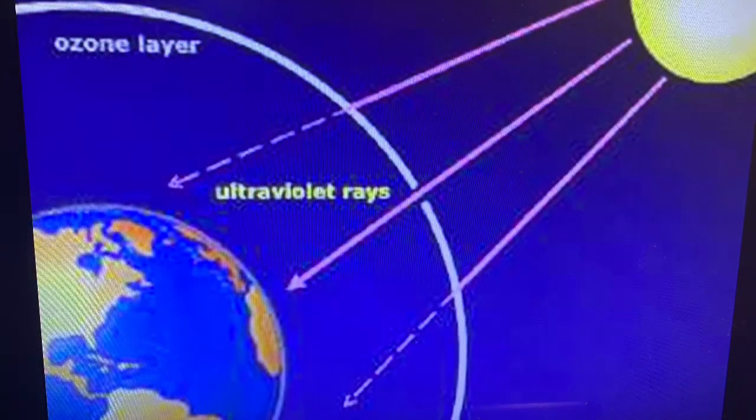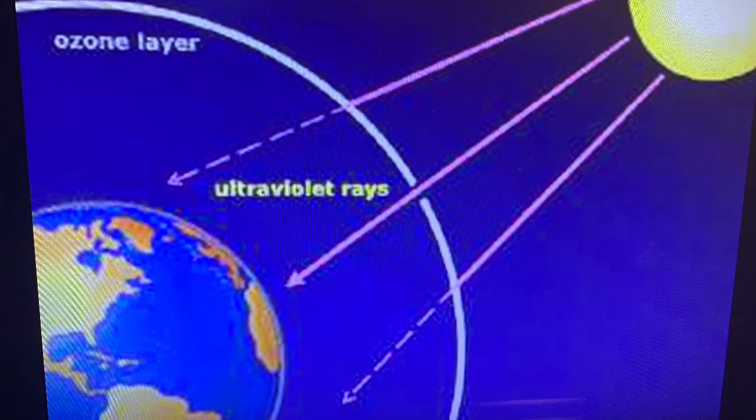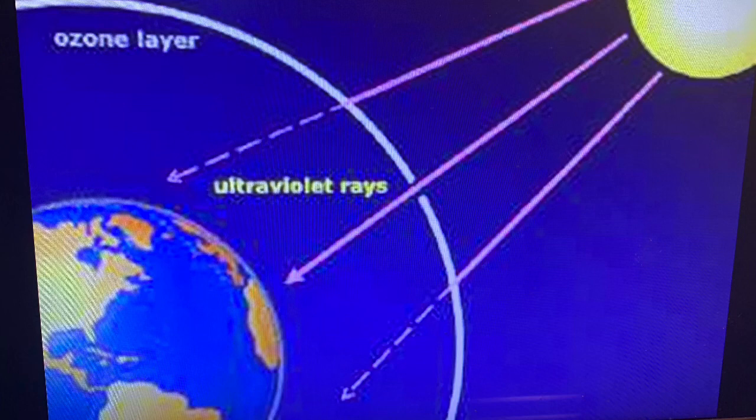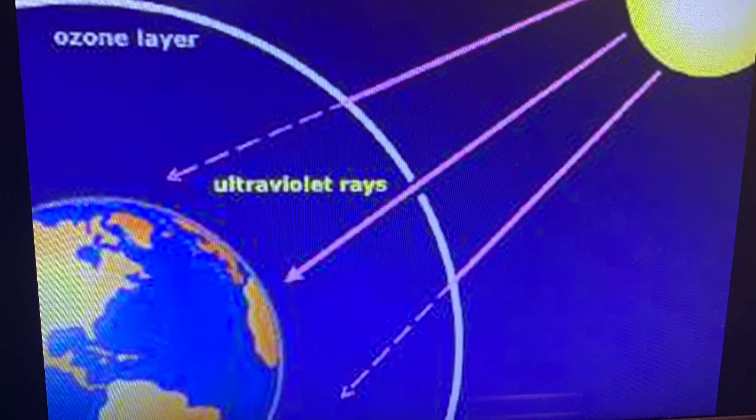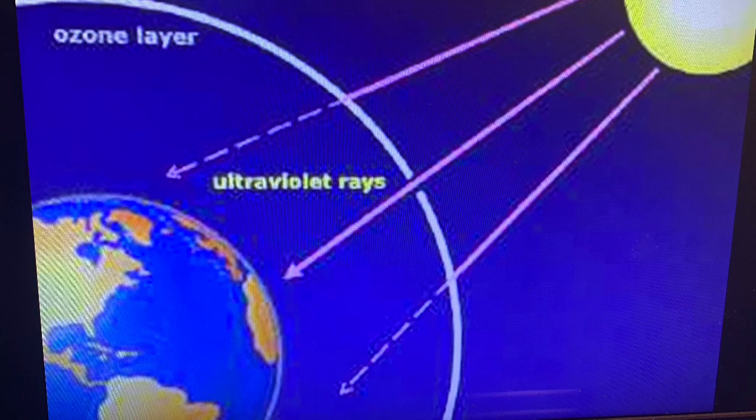If we look throughout this time, basically one of the big things that's going to allow life to evolve is the development of the ozone layer. This happened between the first time period and the second time period, the Cambrian and Ordovician. The ozone layer is going to block harmful UV radiation, which lets life develop.